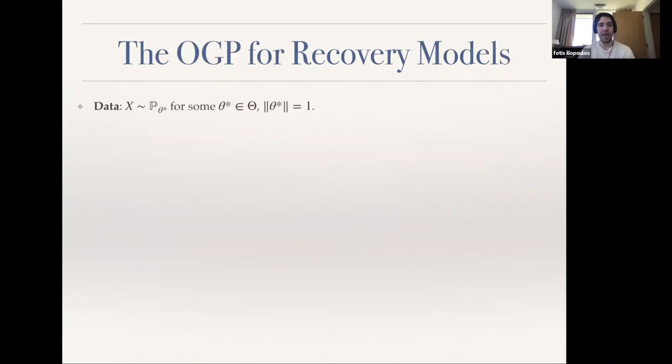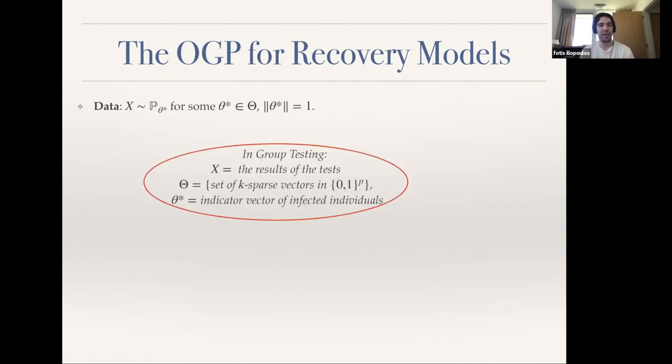So now I would like to start giving you a more formal taste for what this OGP notion is, at least for recovery models. So imagine for a moment and at a high level, that what we are doing is that we are observing data that come from a probability distribution that is parameterized by a vector theta star. And our goal is to infer what this theta star is. Okay, so for example, in the group testing model, the data would be the results of the tests and the bipartite graph itself.